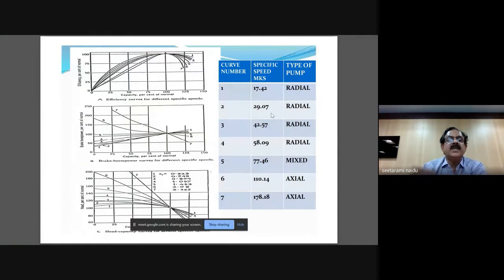In between, VT pumps come, say mixed, that is curve number 5. So you can see the BHP curve and also the head curve. The head curve is falling like this for axial, and for the radial, a typical nature, you know already, it is parabolic like.